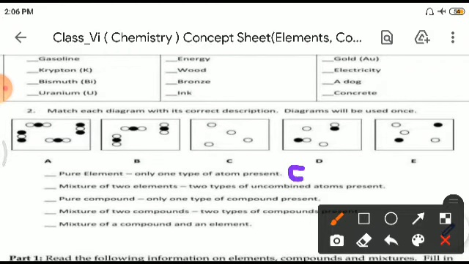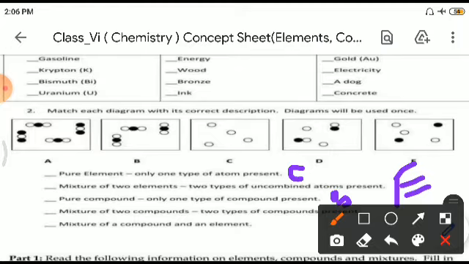Now see here, there are five structures, A B C D E. There are five structures in which there is one pure element. The pure element is C. Mixture of two elements, two types of uncombined atoms are present. So this is a mixture here, E. See, because in a compound they would be joined. Pure compound, only one type, that comes to be B here.